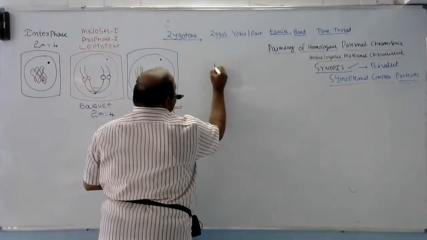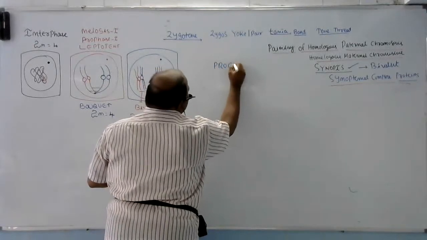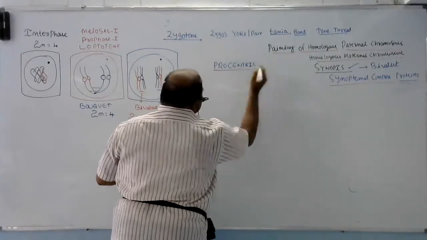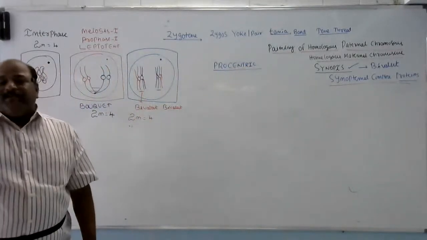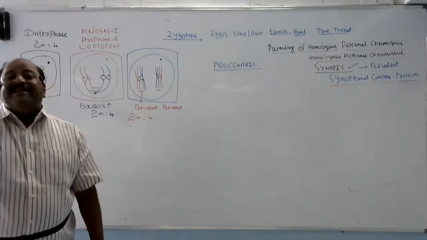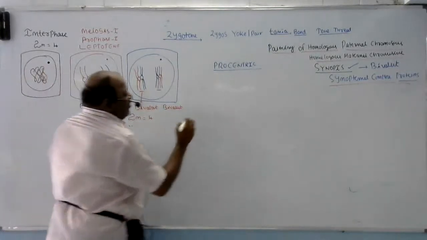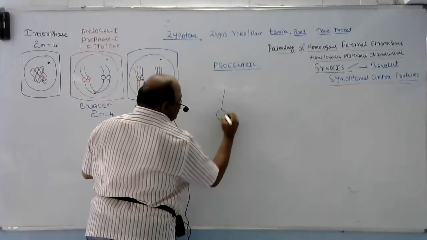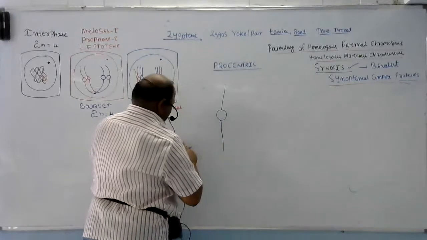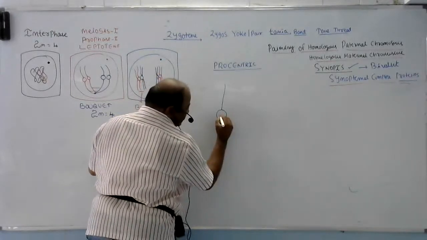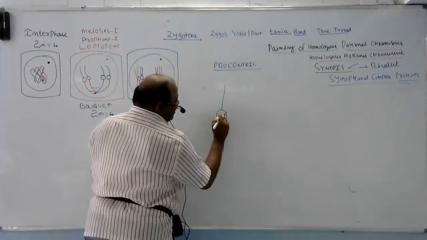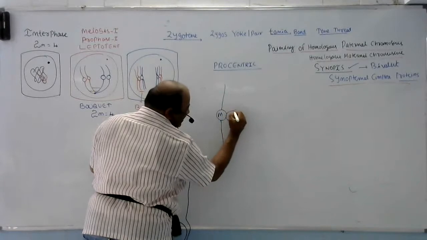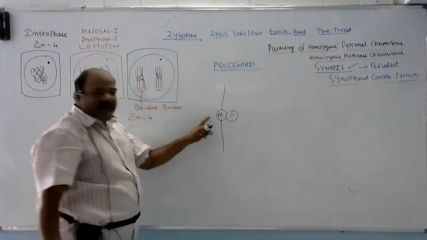One is procentric. The name itself indicates it: pro means first, centric means centromere. Now look at here. This is the centromere, this is the chromatid, and this is another chromosome. This is the maternal chromosome. The paternal chromosome will come. Initially, it is attached at which region? Centromere.